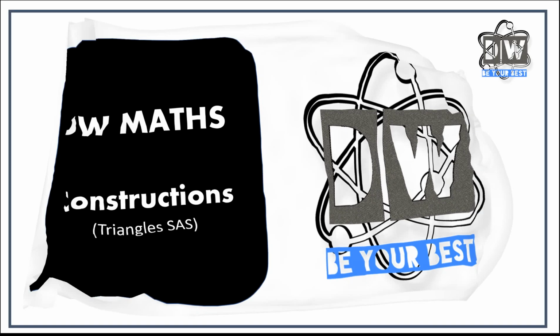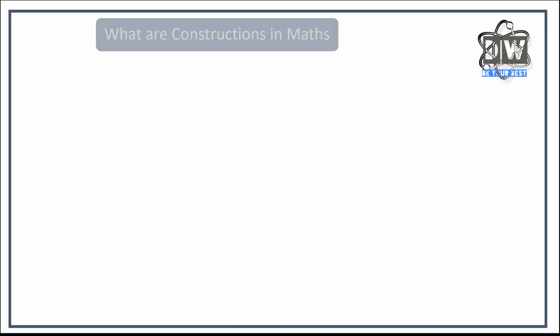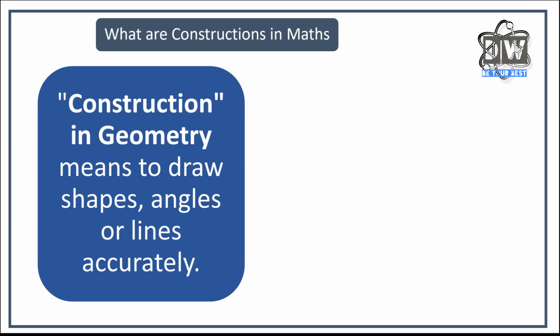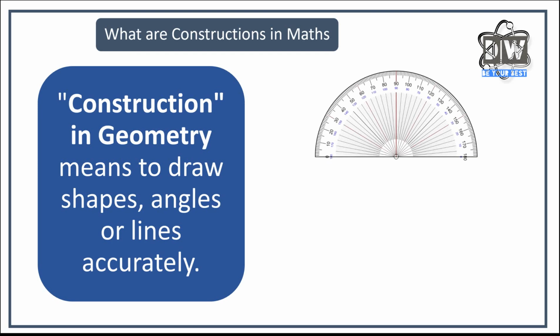So what does this construction mean? Hopefully we've done this before, but construction in geometry means to draw shapes, angles, or lines accurately. So just remember, if you're a front row forward with hands like butter, you may struggle, but if you sharpen that pencil up, make sure your ruler is clear and not broken, and get that protractor out that's probably never been used in your bag and dust it off, then you'll be fine. But you do need to be accurate, because it's one of the key things.